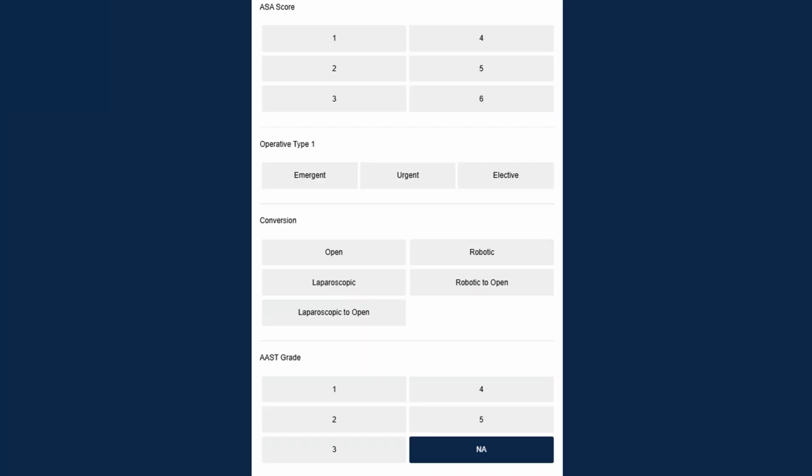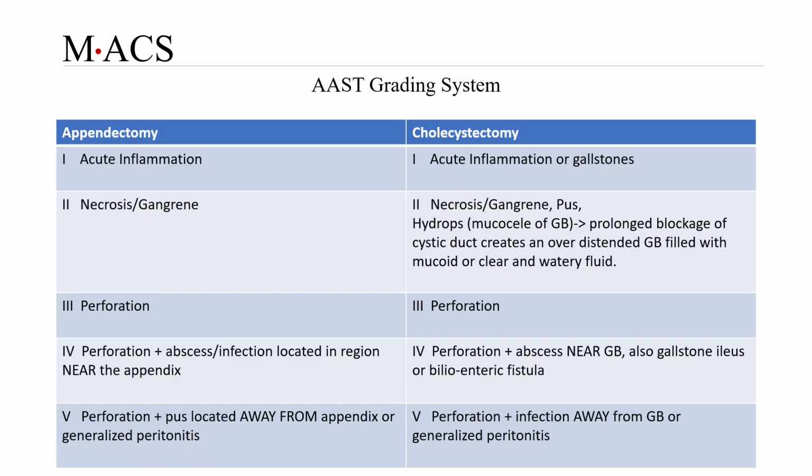You will also enter the ASA score, the type of operation, and whether the procedure was open, laparoscopic, or completed with the robot. Keep in mind, the AAST score is only required for appendectomy and cholecystectomy cases. This was covered in training video number 1. If you need the AAST scoring table, you can find it under the Resources section on the MACS website or in the Data Dictionary. To assign an AAST score to appendix or gallbladder cases, review both the operative report and the pathology report. This chart provides a summary of the scoring system.